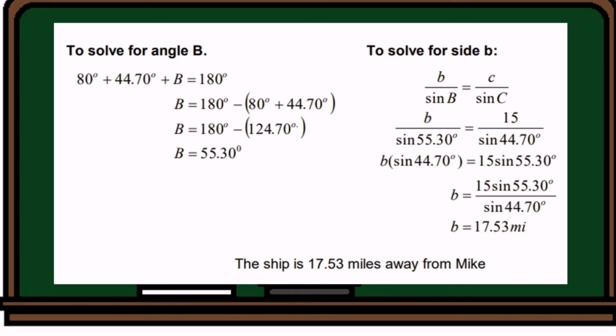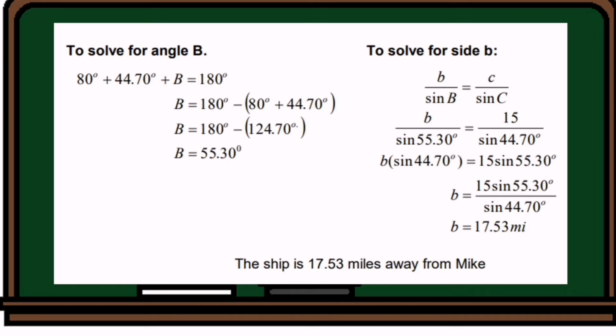Since the two angles are given, which are angle A and C, simply substitute them into the equation and you will have 80 degrees plus 44.70 degrees plus B is equal to 180 degrees. Then, solve for the value of B. B is equal to 55.30 degrees. To solve for side B, we will use the equation B over sine B is equal to C over sine C.